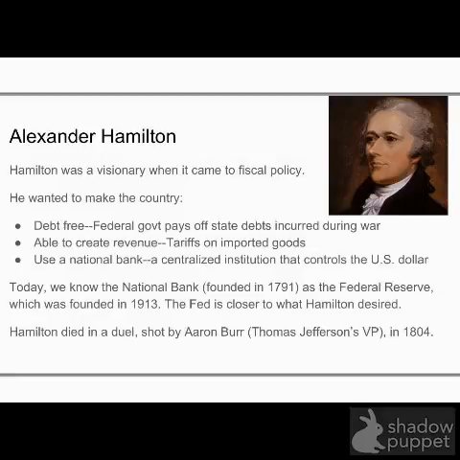And remember, Hamilton died in 1804. He was shot by Aaron Burr, who was Thomas Jefferson's vice president. So you can still see that feud didn't end well for Hamilton. But the Federal Reserve didn't really come about until more than 100 years after Hamilton died.